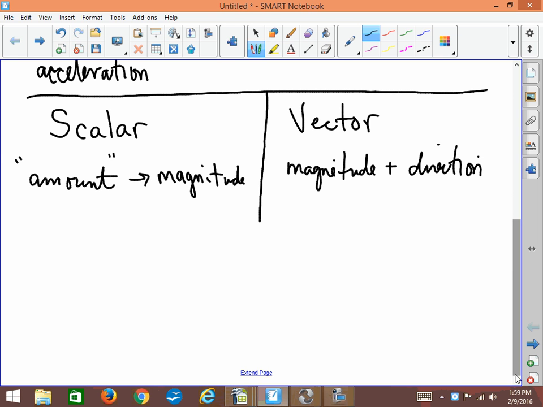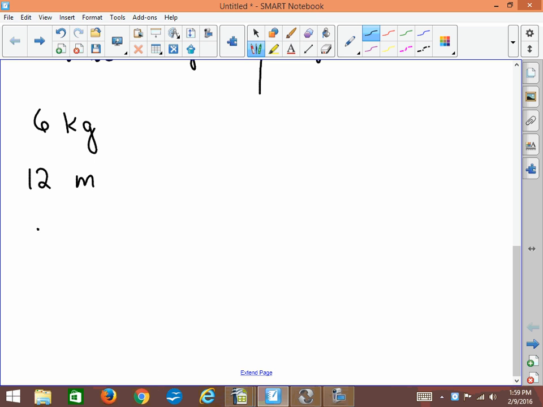So let's do some examples. If I were to write 6 kilograms here, that's an amount, right? If I were to write 12 meters, that's another amount. I could write 8 pounds, or lbs. I could write 60 kilometers an hour if I was driving on the road. These are all amounts, so these are all scalars. But if we add a direction to them, we could make a vector.